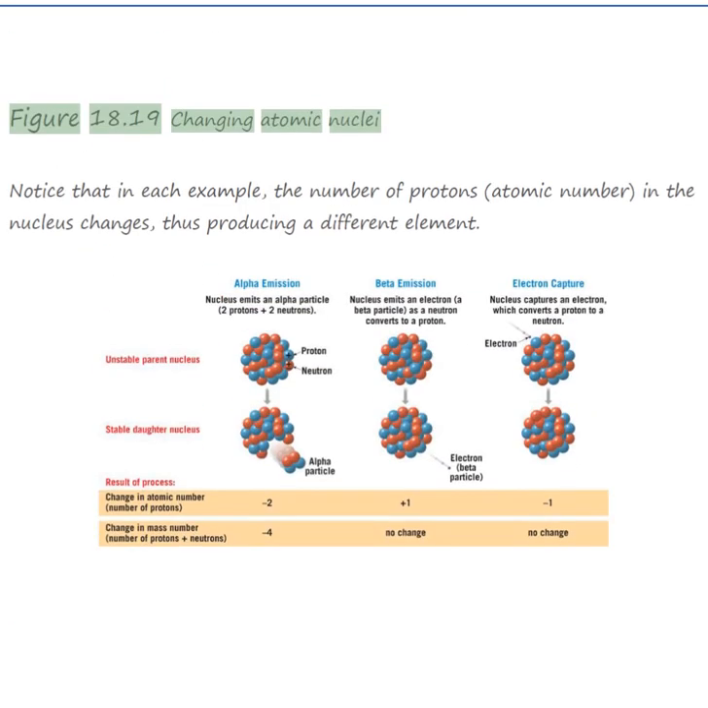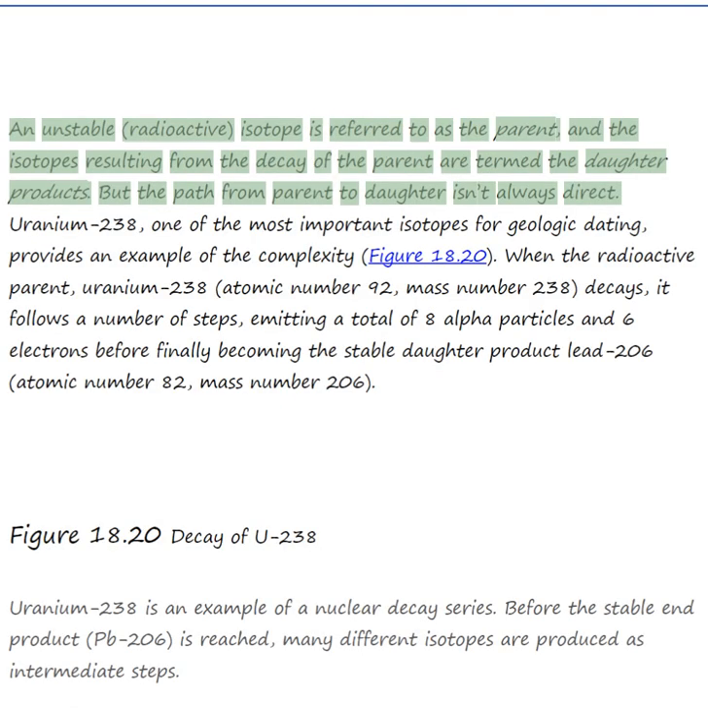Figure 18.19 Changing atomic nuclei. An unstable isotope is referred to as the parent, and the isotopes resulting from the decay of the parent are termed the daughter products. But the path from parent to daughter isn't always direct.